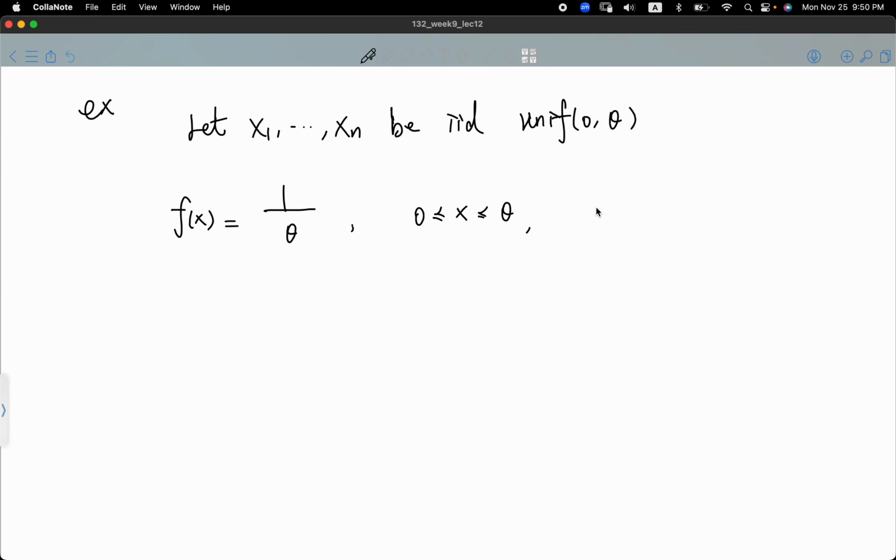Okay, and then we also know that the expected value of x is (a plus b) over 2, so in our case it's theta over 2. And the variance of x is b minus a, squared, over 12, but in our case it will be theta squared over 12. So that is the expected value and the variance for this distribution. Now let's suppose we have two estimators. One, theta 1 hat, is equal to 2 times X bar, so 2 times the average of all these X1 to Xn. This is our first estimator to estimate the unknown parameter theta.